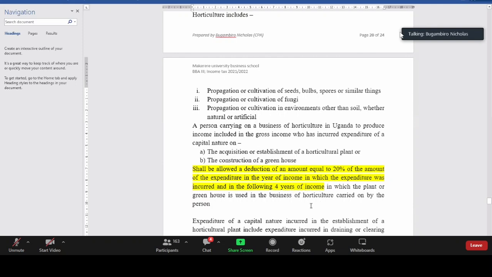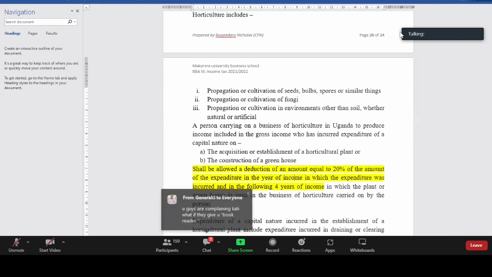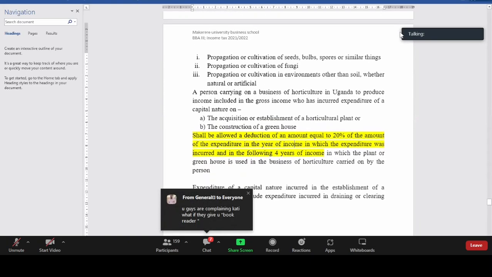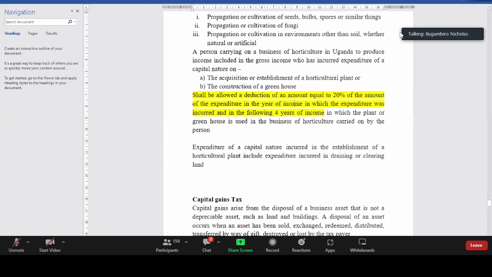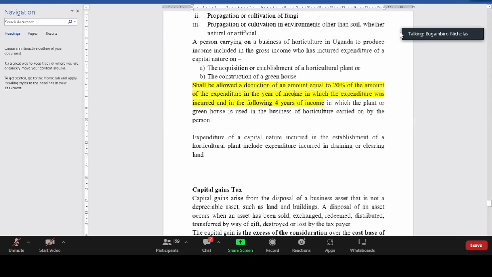You still recall startup costs? For them, they give 4 years. Remember, industrial building, we said it is given 1 year in which it is first put into place. But if it relates to farm, they are given 4 years, 20% allowance. Expenditure of capital nature incurred to establish a horticultural plant includes expenditure incurred on draining, clearing land, etc. Those are the ones. Capital gains, we saw this.